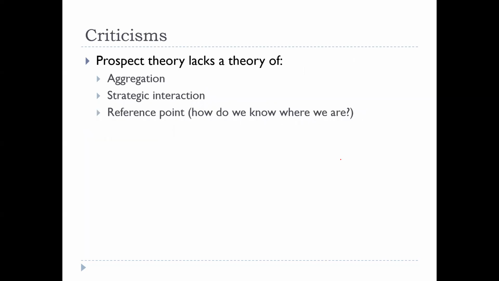Right? The other problem is that prospect theory lacks a theory of aggregation. So what happens if you are in a room full of people operating under prospect theory? Do we assume that the whole room, the whole decision-making body, is actually working under prospect theory? What happens if we're playing a strategic game against someone with prospect theory? How does that work? And then how do we know what our reference points are? Are we at zero? Are we at a status quo? Those are things that are difficult to determine.